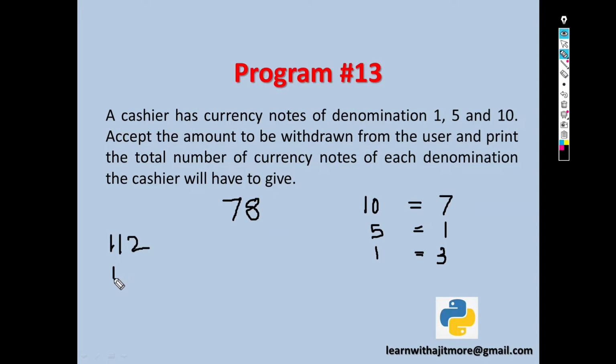Getting? Any example you take, like if the amount is 112, if the person is asking, cashier will give 11 notes of 10 rupee. 10 rupee, how many notes? 11 notes. 5 rupee 0 and 1 rupee 2 notes. Sorry for that, because we don't have 2 rupee denomination. 1 rupee denomination, 2 notes. Getting? So the total is 112.